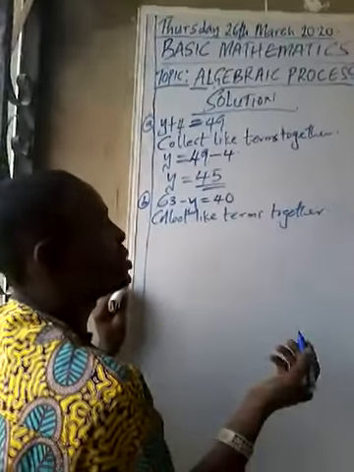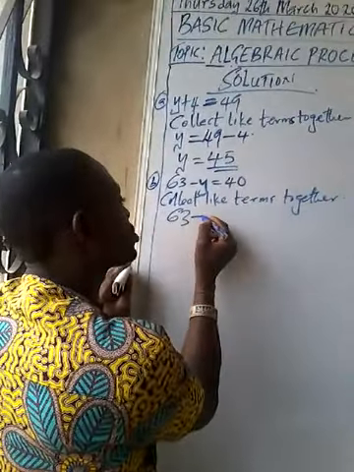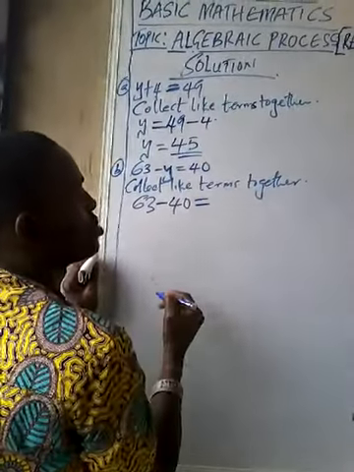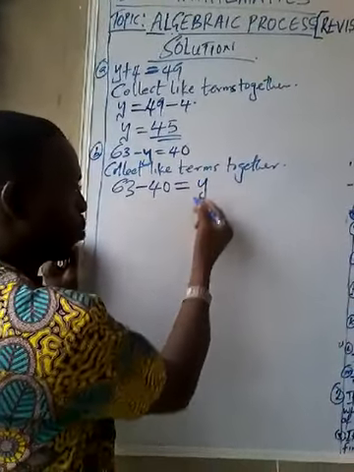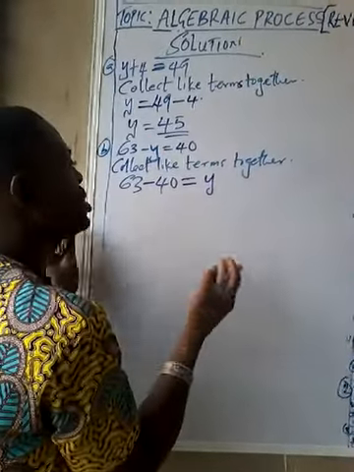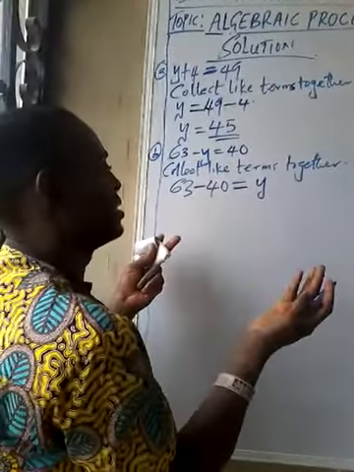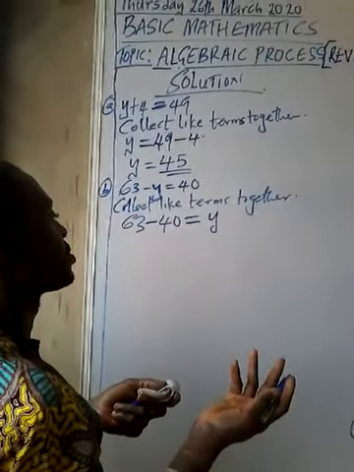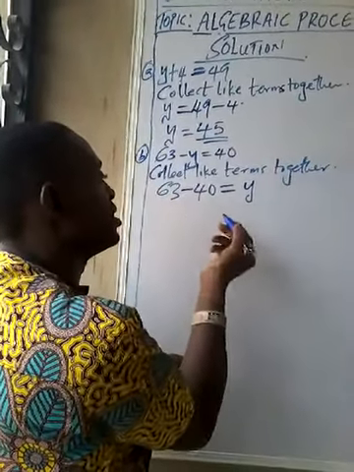So if you are performing the action that way, you have your 63 still remaining on this side, minus 40, because the 40 is moving across the bridge, is equal to, now the y will move in the opposite direction, and that will be plus y. You don't need to put plus there, make the plus invisible. Now what do you have? There's no difference between 63 minus 40 is equal to y, and y is equal to 63 minus 40. The same thing basically. And what will this give you? If you take away 40 from 63, it will give you 23.